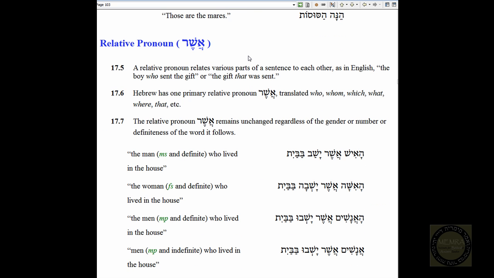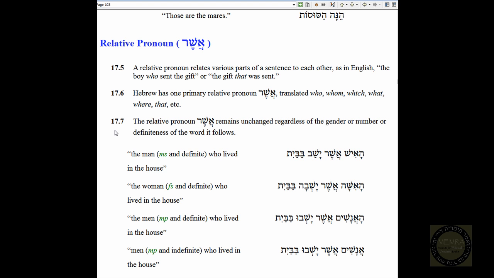Relative pronoun, there's only one word here, asher. This is the word that gets translated who, which, that, whom, and even where, if the context dictates. It's only one word. Treat it like vocab, but realize it can have a number of these translations. Now there are other relative pronouns in Hebrew. There's a short one that's just she, but that's pretty rare. So for the most part, this is pretty much what you're going to have to know with relative pronouns.